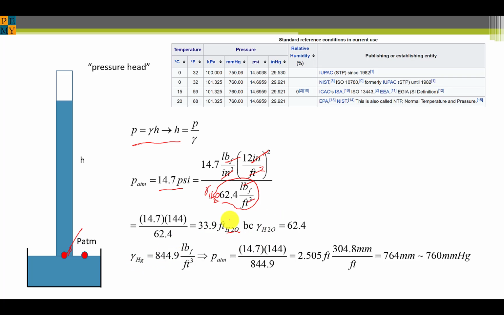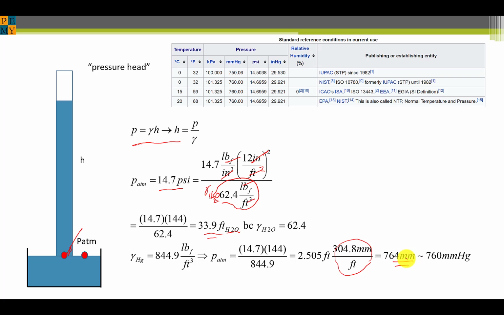Now, 34 feet is a tall barometer and is not practical, so people have switched over to a dense liquid, mercury, which has about 845 pounds force per cubic foot. It's very heavy. When you do the same calculation, you end up with 2.5 feet, or in millimeters, using this conversion factor, you end up with 764 millimeters.